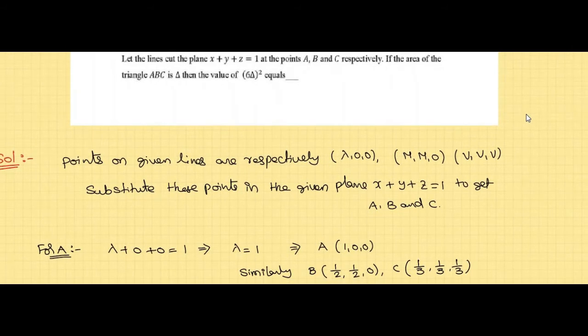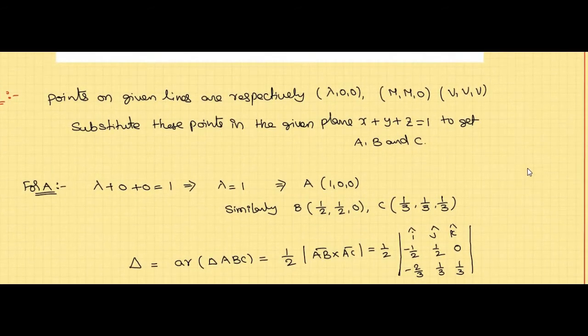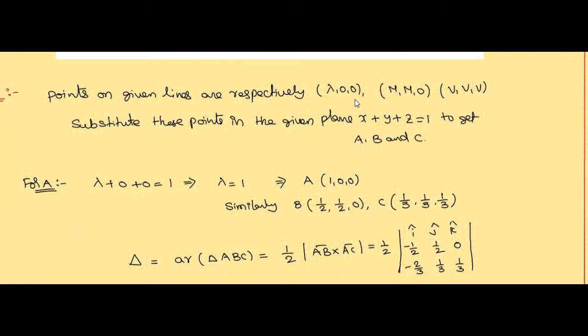These lines have points of intersection A, B, C with the given plane x plus y plus z equal to 1. When I substitute for A, lambda, 0, 0, we get lambda equal to 1. So capital A is 1, 0, 0. If you substitute the second point, it gives B, that is 1 by 2, 1 by 2, 0. For the third one, v plus v plus v equal to 1, so 3v equal to 1. Then you get C as 1 by 3, 1 by 3, 1 by 3. So you got all the three points A, B, C.